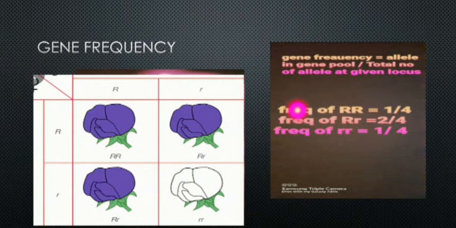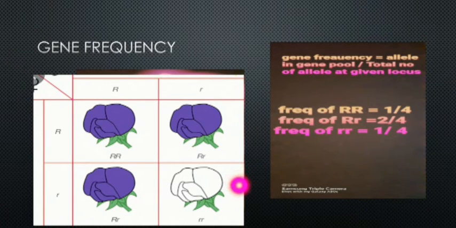So the gene frequency of capital R. How many capital R are present here? That is 1. So 1 out of 4 flowers. So the frequency of capital R is 1 by 4. How many capital R, small r genotypes are present in that Punnett square? This one is 1 and here is another one. So 2 flowers are present out of 4 flowers. So the frequency of capital R, small r is 2 by 4.